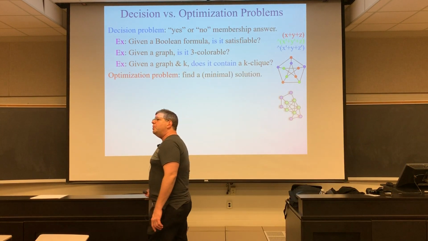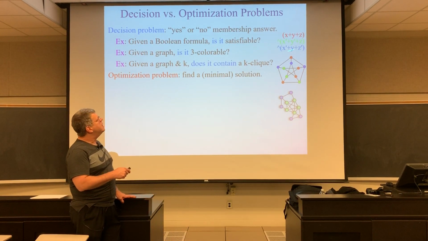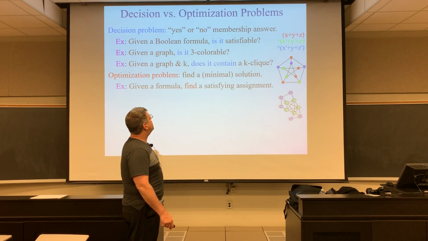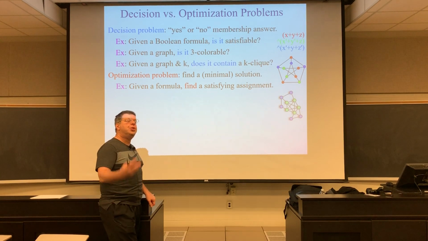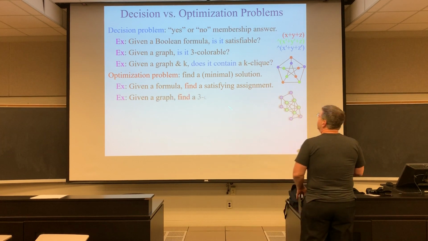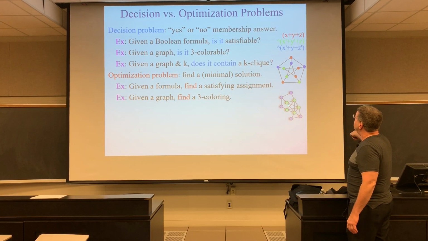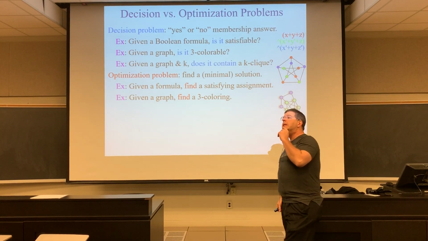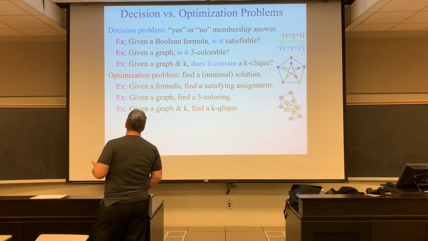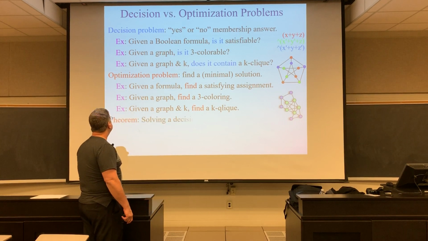But the optimization problem asks for something more. It asks not only for you to tell me that this Boolean formula is satisfiable, but it asks, what is a satisfying assignment? Show me the assignment that satisfies. Give it to me. The x's and the y's and the z's. Given a graph, show me the three coloring. Show me that there's the k-clique. Not just tell me that one exists. And still you'd be right, but I want to see it. So I want to see the answer, not just know that an answer exists. Right? Show me the three coloring, show me the k-clique, and so on.